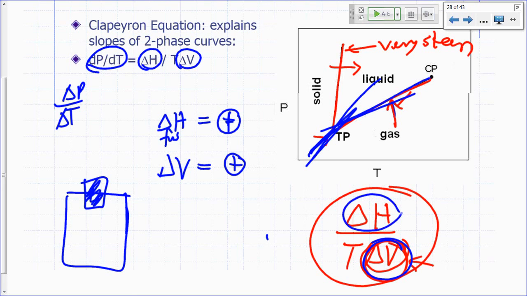That has to do with the delta H. It takes more energy to change generally from solid to gas than from liquid to gas. So delta H tends to be larger for sublimation than vaporization. So this is steeper than that one.